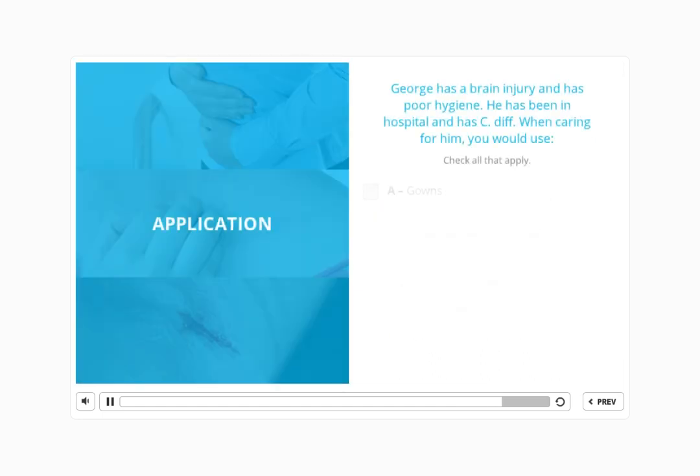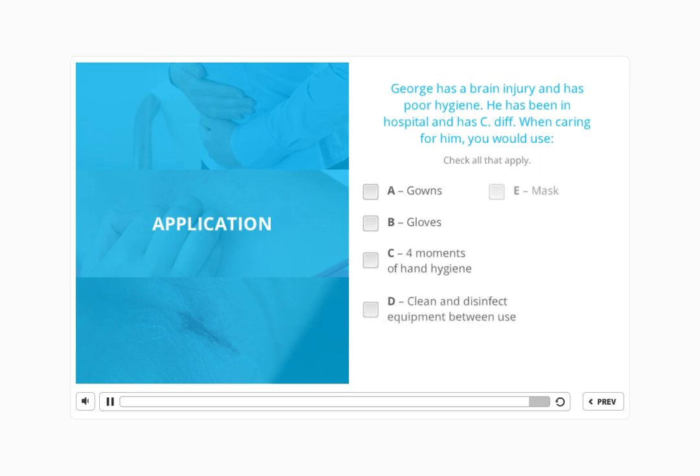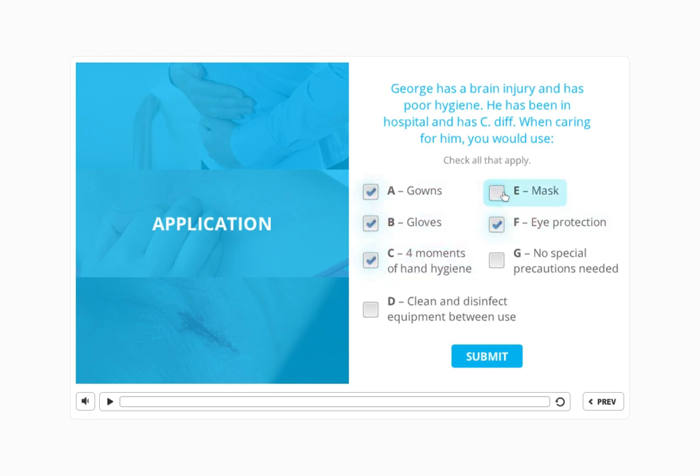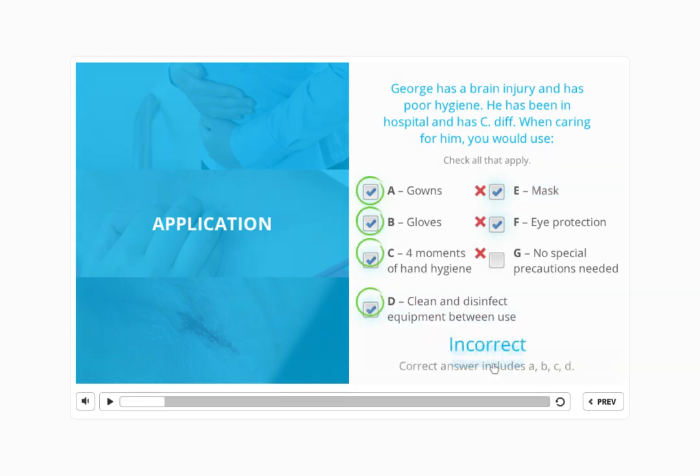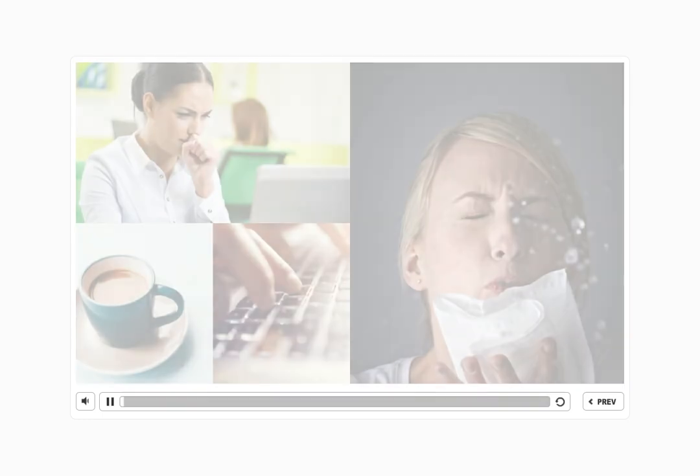Apply what you have just learned by selecting the correct routine practices for the scenario on the right. Incorrect. Correct answer includes A, B, C, D.